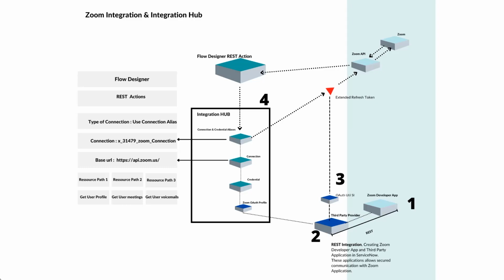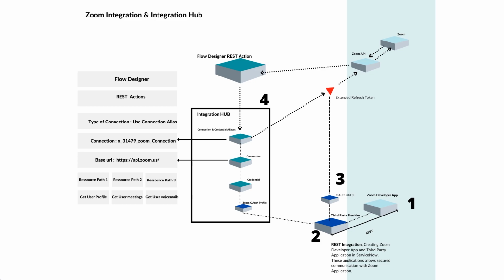Okay, so now we are done with the table creation part. Let's move on to the integration. It is going to involve four different steps. The first one, we are going to create a Zoom developer app on the Zoom side. The second one, we are going to create a third-party provider in ServiceNow. The third one, we are going to create a script include, which is actually going to override the existing one, and this is going to allow us to have a refresh token with an extended lifespan. And the fourth one, we are going to work with Integration Hub, creating connection, credential aliases, connection and credential.